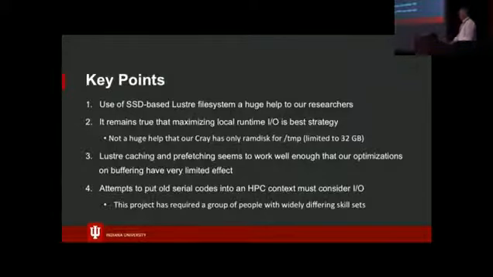Key points to make are that the use of SSD is a good thing, right? I mean, it's a big help because it's fast. Does it have drawbacks? Yeah, it's expensive. We can't afford to make a file system as big as DC2 that's all SSD, but it is helping for this particular case, and hopefully we'll be able to move this problem back to our main file system. The Lustre caching and prefetching seems to work well.